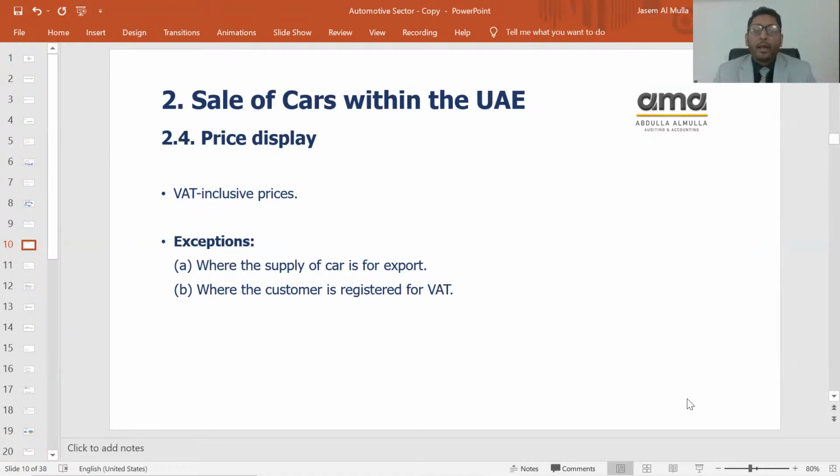Number one, where the supply of the car is for export. As we know, export is zero rated, so there is no point in mentioning inclusive or exclusive of VAT. And the second one is where the customer is registered for VAT. For example, if you are giving a quotation to a customer who is registered in VAT, in this case it is not compulsory for you to give the VAT-inclusive value. You can give the quotation which includes the VAT-exclusive value, the VAT value, and the VAT-inclusive value.